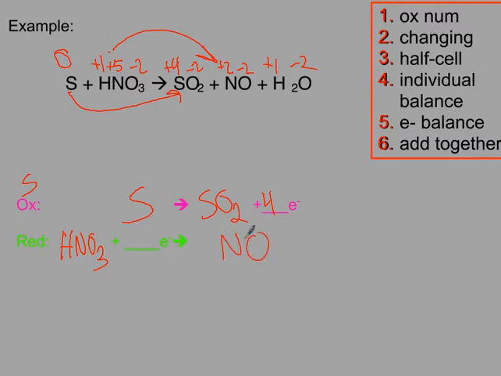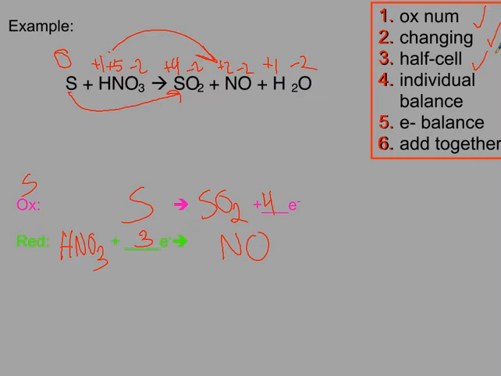Okay? And then to get from +5 to +2, I have to gain 3 electrons. Okay, so now I've done the oxidation number, I figured out what was changing, I've done what's considered the half cell or started them, but now I have to do my individual balancing.